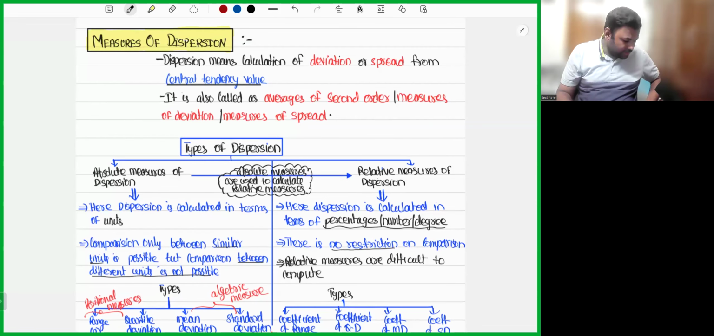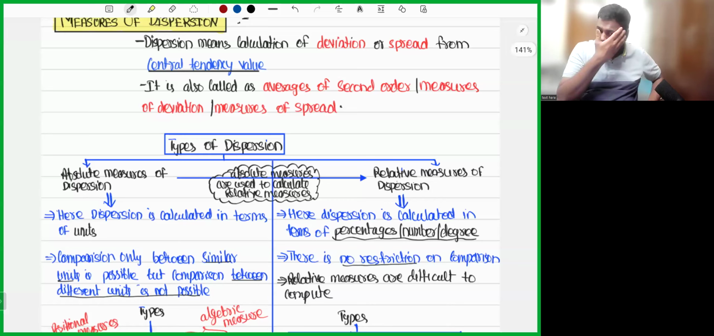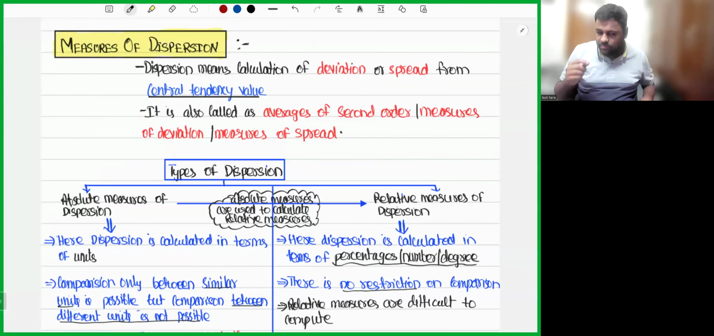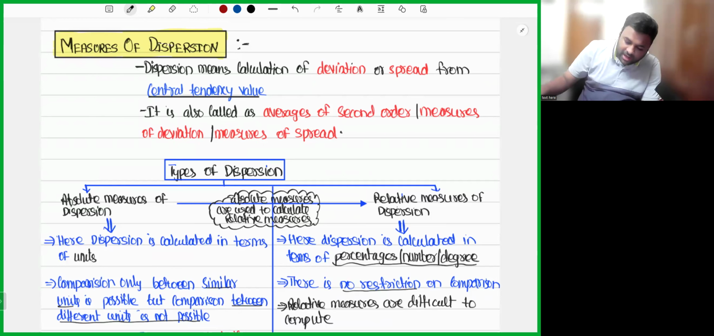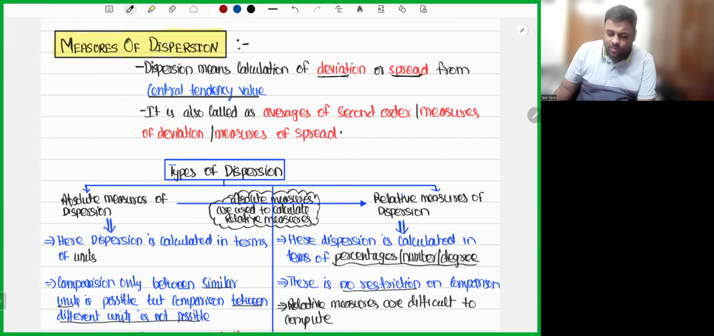Okay. Now, let's continue with measures of dispersion. Now, what are measures of dispersion? In central tendency, we have calculated the mid value, right, which tells you about the data. In dispersion, we will calculate the deviation or spread from the central tendency value. To calculate deviation or spread from the central tendency value, we call it dispersion.